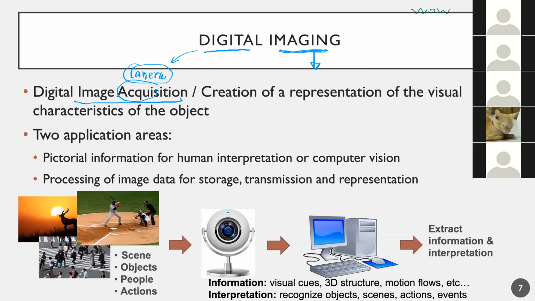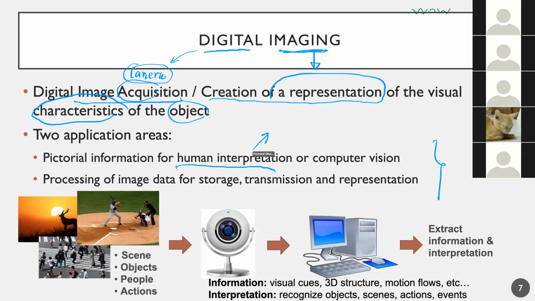So imaging is mostly about how to acquire an image. But in another way, it is also about how to create a representation of the characteristics of the object in the image as well. And there are two applications that involve imaging. It could be used for human interpretations.